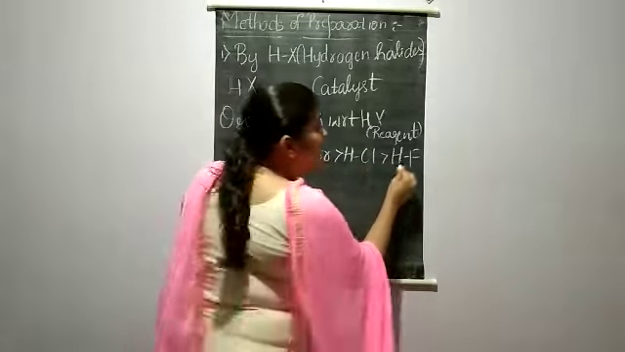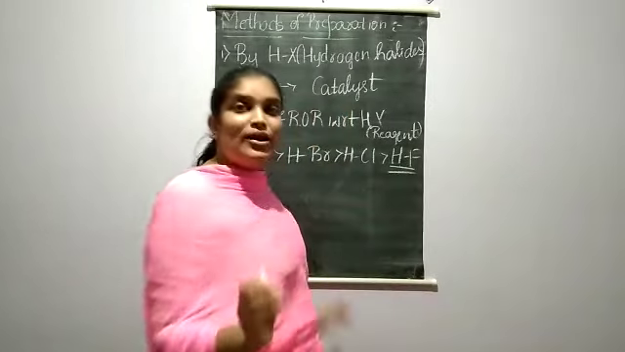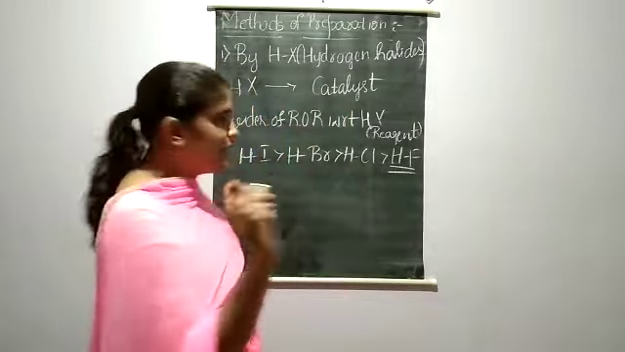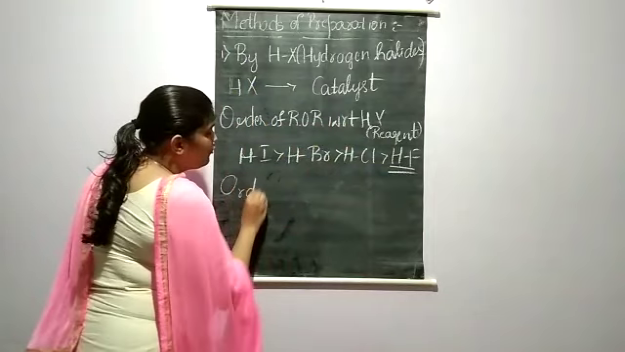So we came to know that the rate of reactivity of hydrogen fluoride is very less with respect to this reagent. Now we have to know the order of rate of reaction.